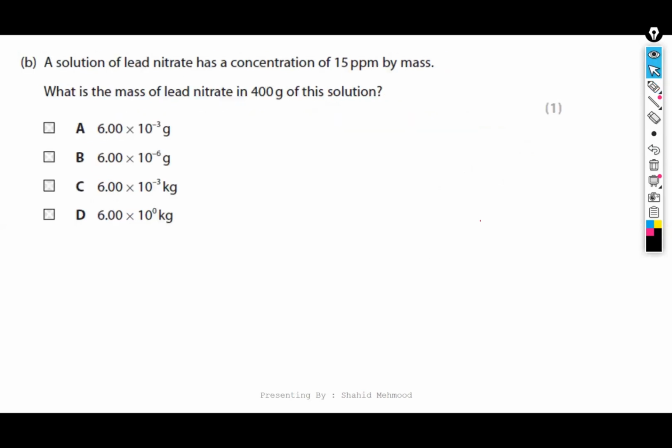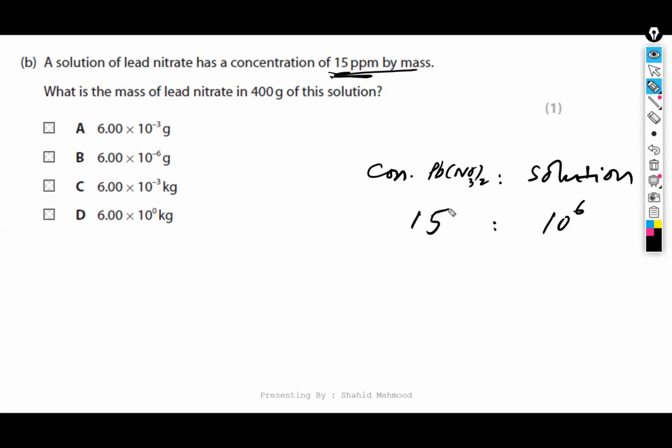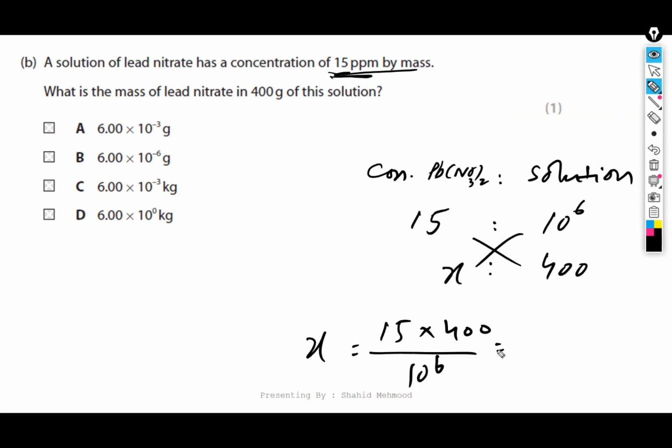Part B, a solution of lead nitrate has a concentration of 15 parts per million. This is just the reverse of the previous question. We have a solution, and they are asking for the concentration of lead nitrate. So see here, if the solution is 1 million, because this is 15 parts per million, how much lead nitrate will it be? So X is equal to 15 times 400 divided by 1 million.